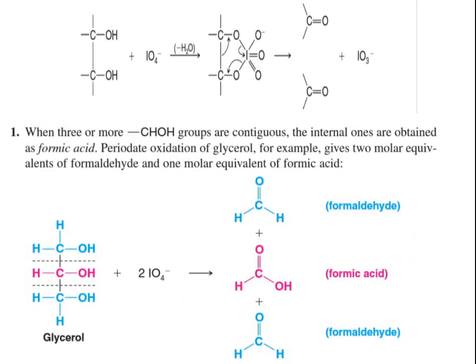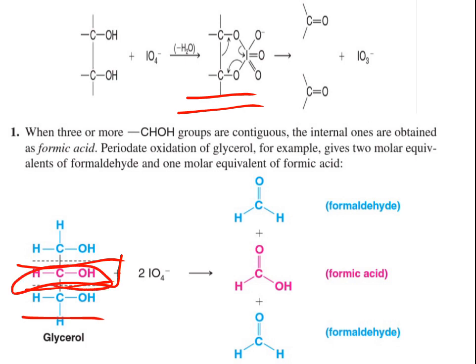Now see the reaction course, the transfers of electrons here, and we will come to that in detail later. When three or more CH-OH groups are contiguous, the internal ones are obtained as formic acid. So that means if you have three consecutive CH-OH groups, then the middle one will make formic acid.